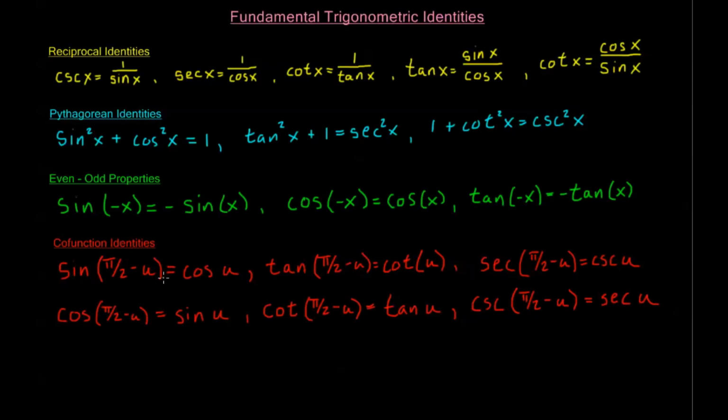Notice that all the identities with sine turn into cosine or come from cosine and turn into sine. Tangent has this relationship with cotangent in both directions, and secant has this relationship with cosecant in both directions.